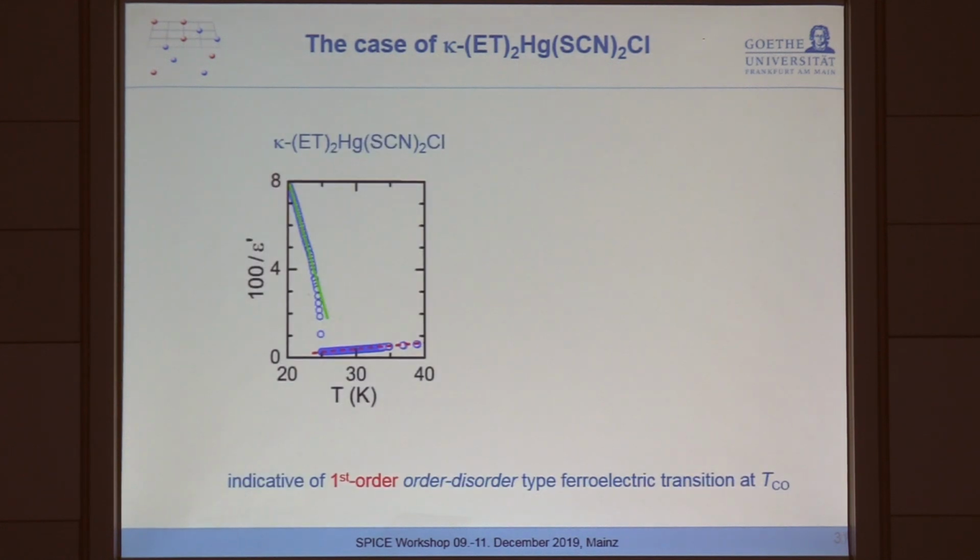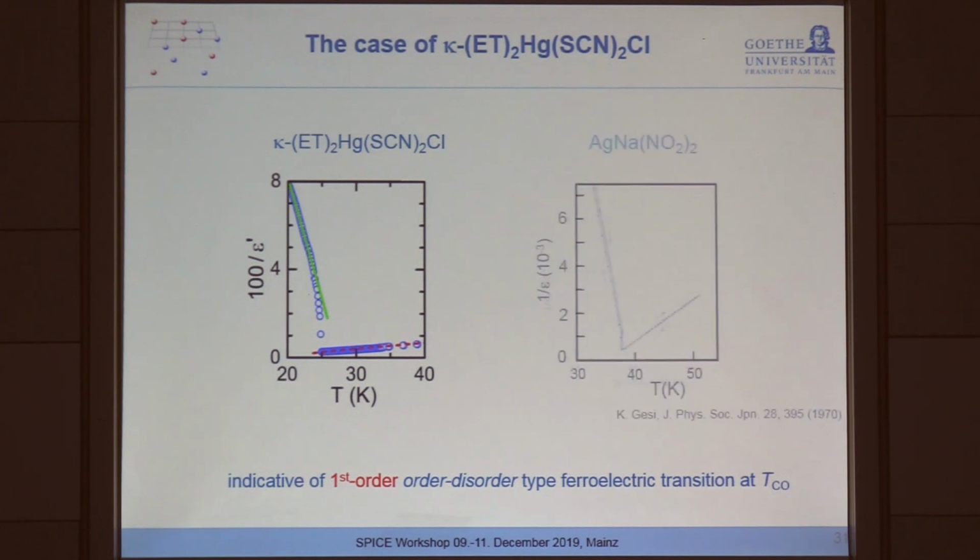If we plot the inverse of the data, what we see is a straight line here, a straight line below, but with completely different slope, strongly different slope. And this is a clear indication of a first-order transition, which we also confirm by thermal expansion measurement. And this is confirmed by comparing the data with this canonical first-order ferroelectric system, the silver sodium nitrite system.